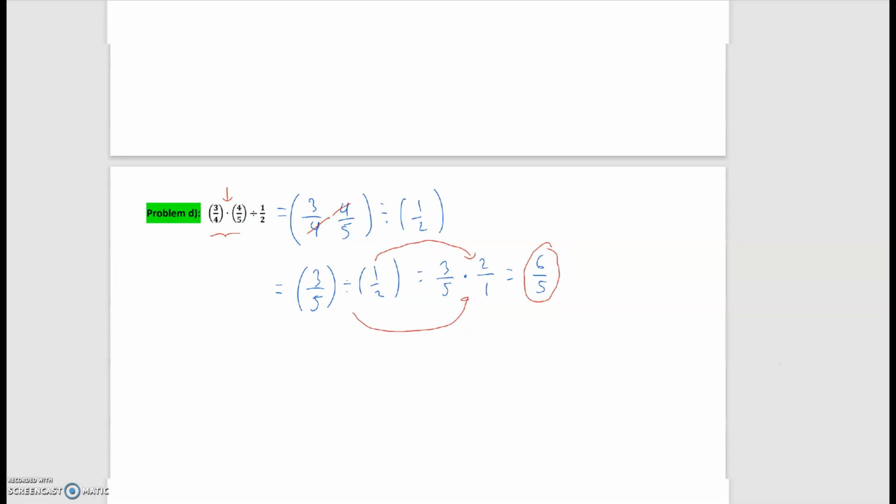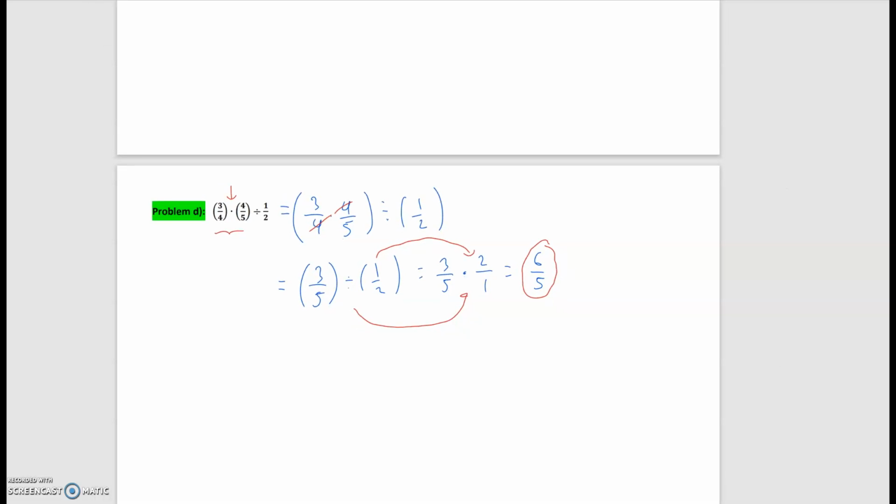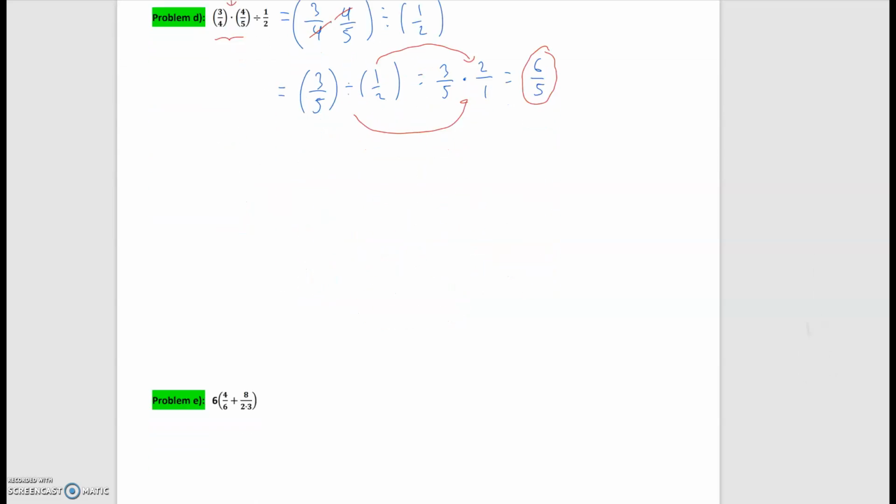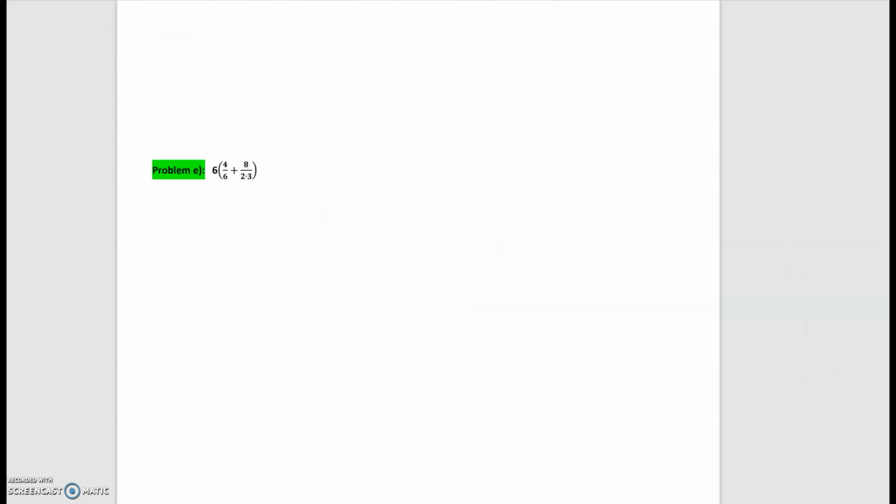And then I won't write the answer as a mixed number unless they're asking us. Same idea with the original problem. It doesn't have any mixed numbers, so I'll just leave them as an improper fraction. Let me double check, but we end up with 3 times 2, which is 6/5. Let's take a look at the next one.